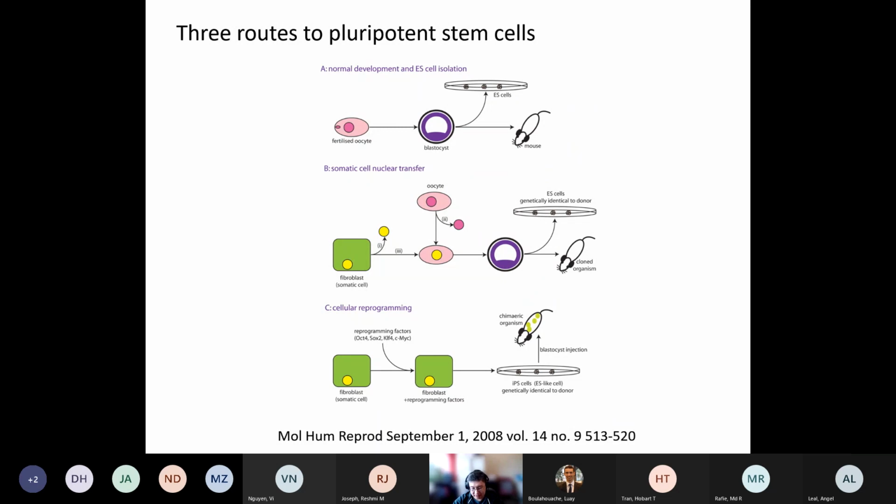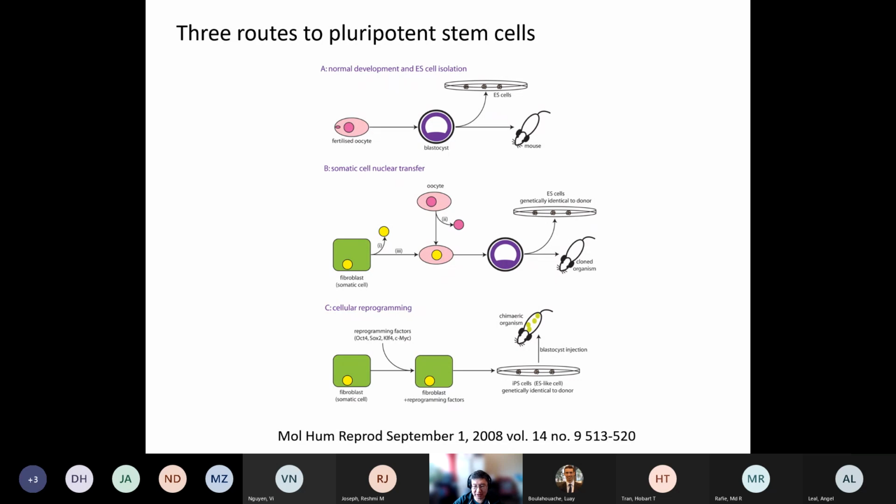Previously, we have learned that to generate pluripotent stem cells, generally speaking, we have three roads that we can follow. The first is the natural way. You make animals mate, and then you isolate the blastocyst. You can establish the embryonic stem cell, which is the gold standard of pluripotency. That's the natural way. And then we have two other ways that are artificial.